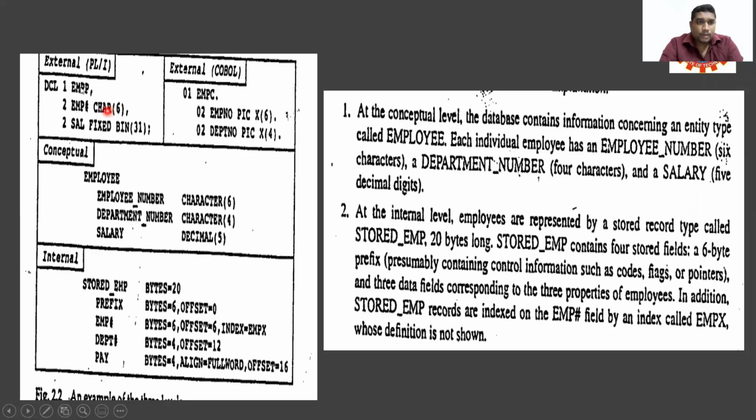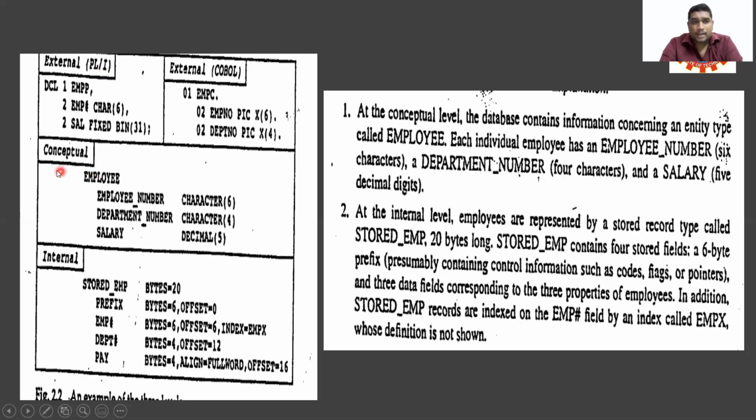Similarly, one person wants to access the salary and employee. Another person is writing in a programming language called COBOL. He wants department number and employee number. These two persons want their data differently. One is one application with one language, the second is another application with another language.